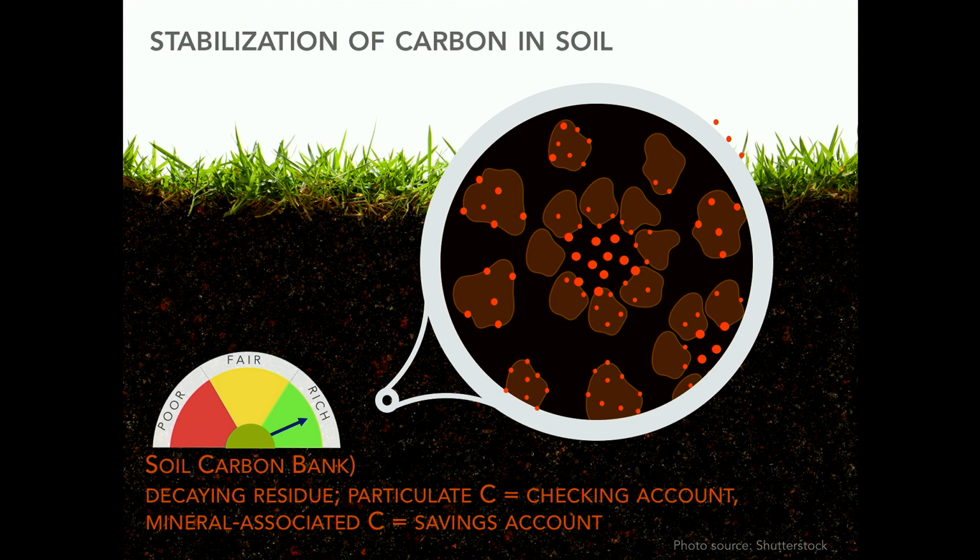But once it makes it into the soil, then this bank analogy can be extended to think about different types of carbon, right? So there is some carbon that's going to be particulate, that's going to be free from any association with minerals. And that carbon is the carbon that's fast cycling. So there's a lot of it coming in and a lot of it going out.